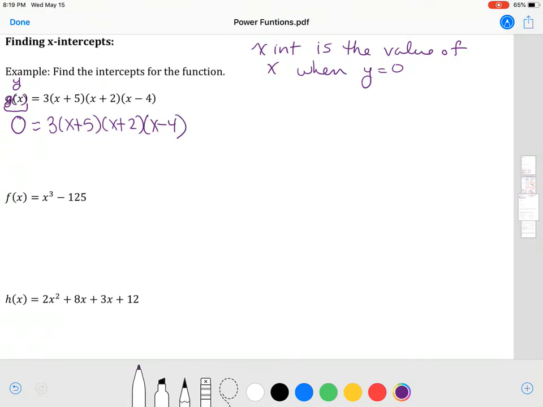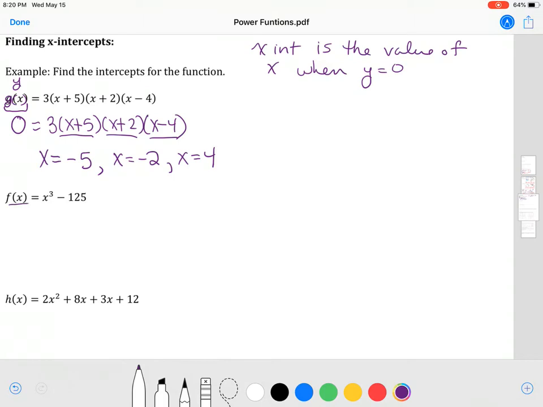So if I look at this, it's already set up very nicely for me where it's factored. And one of the ways that we can solve polynomial equations that we found in a previous section was by factoring. So I can find that my x-intercepts are -5, -2, and 4. So those are all the places that it crosses the x-axis.